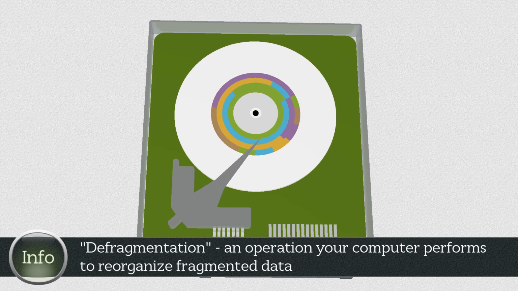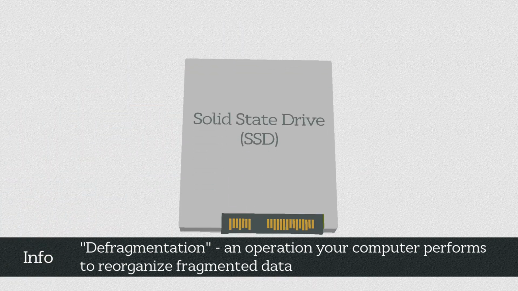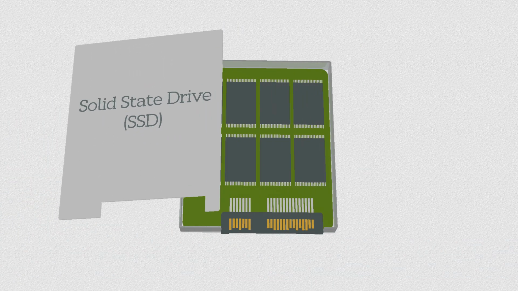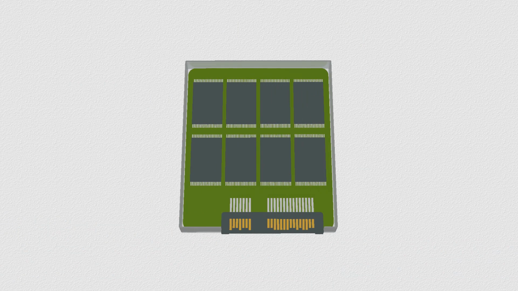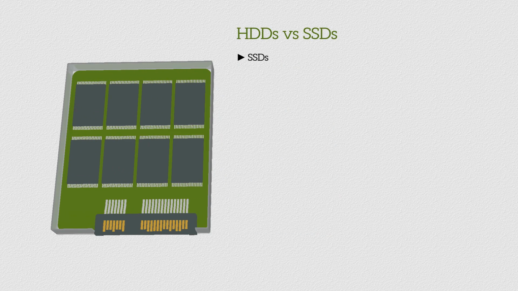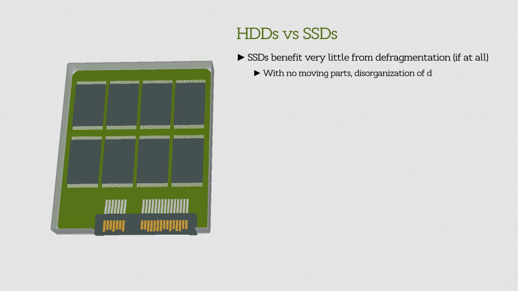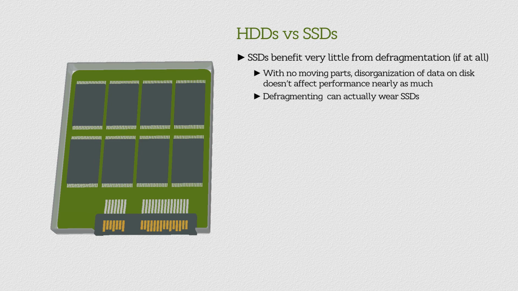This is called fragmentation. Defragmenting a hard disk drive will reorganize this data so your computer can read from it more efficiently. Solid-state drives, or SSDs, are increasingly popular since they're faster and use less energy due to not having any moving parts. SSDs benefit very little from defragmentation, if at all, and it can actually wear them out faster. But they can benefit from optimization.